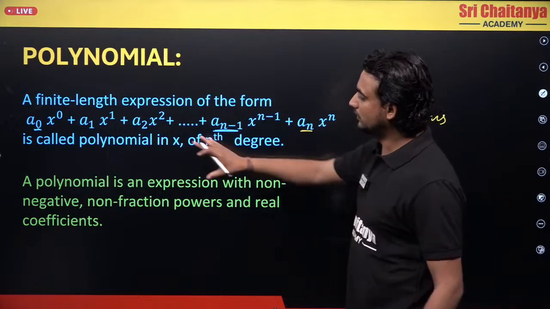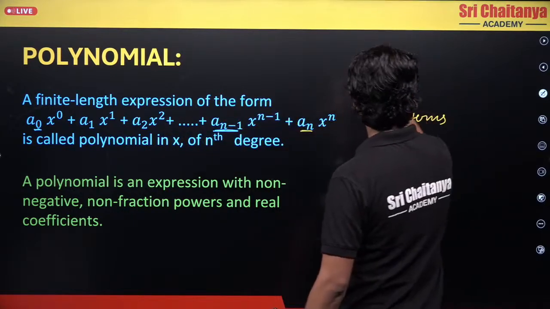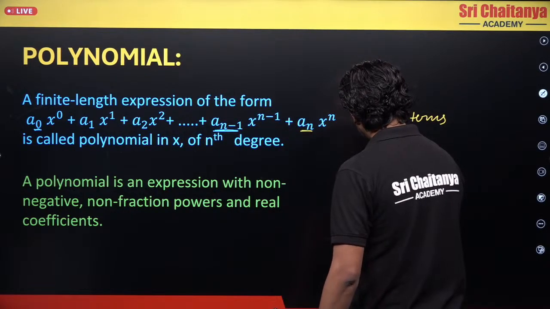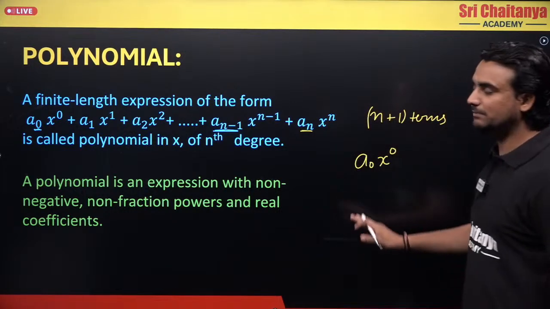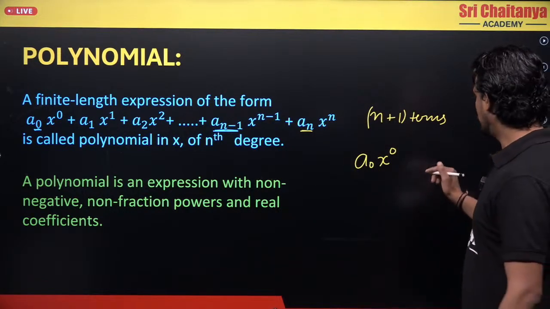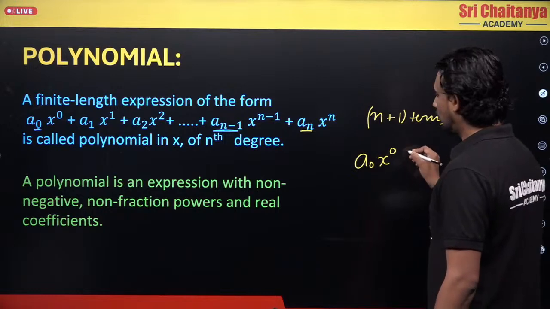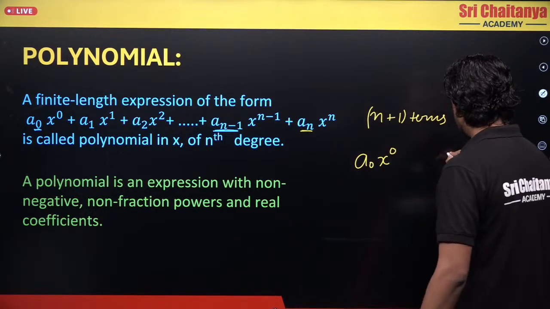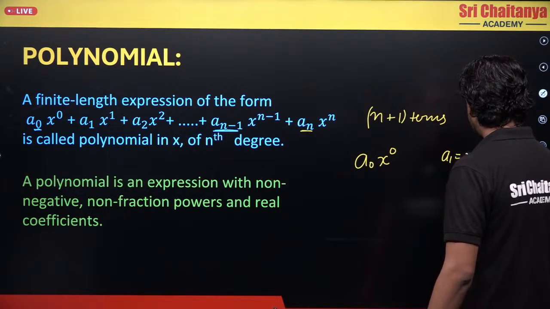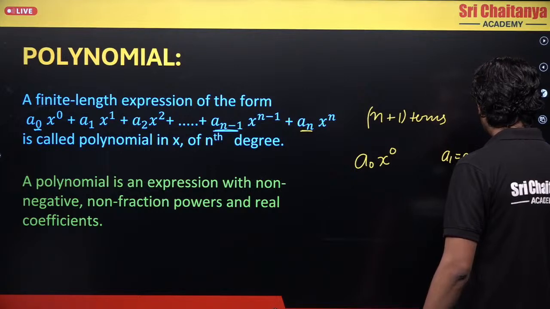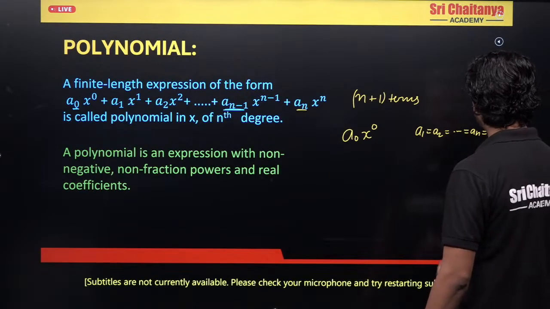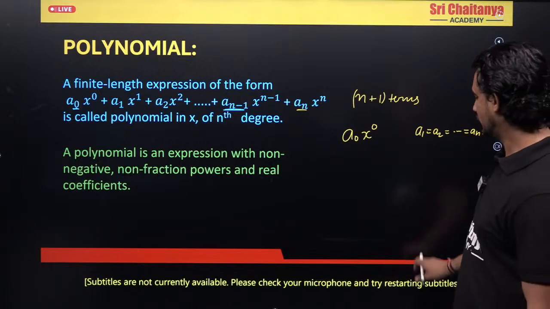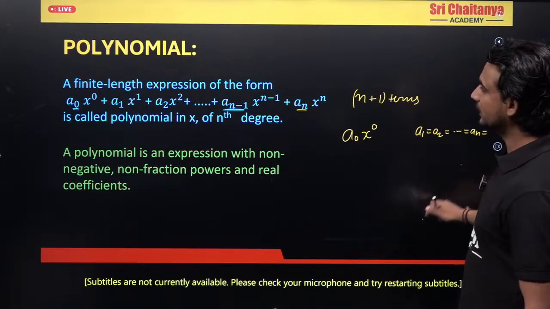So if I write this much, a0x^0, let's say this is the polynomial, and all the other terms, a1 equals a2 and so on up to an, are equal to 0.